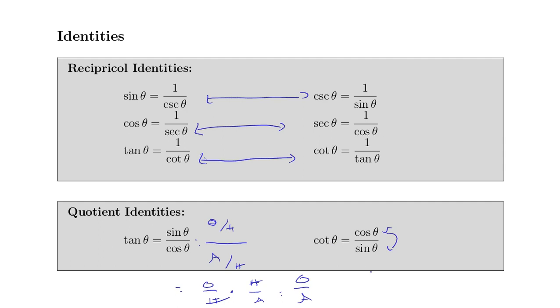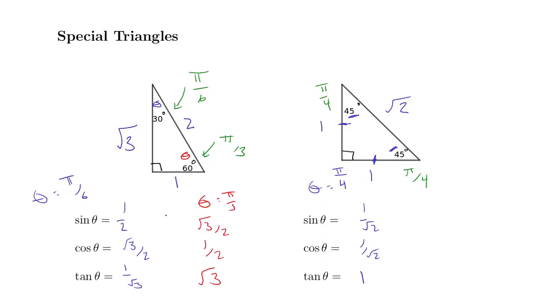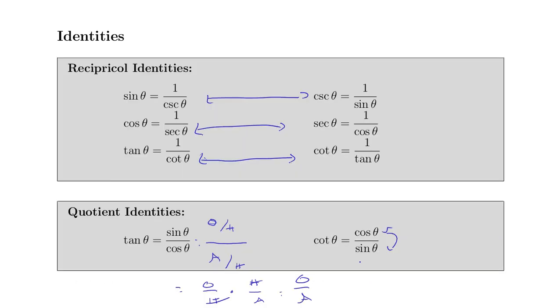So not too bad. These reciprocal identities are really important. This quotient identity is really important. We can go back and say, hey, look, if we look at tangent, that's really a half divided by root 3 over 2, or times 2 over root 3. The 2's cancel out, and we get 1 over root 3. Easy enough. Tangent here is really 1 over root 2 divided by 1 over root 2. Those are the same values, so it's just 1. Easy enough.